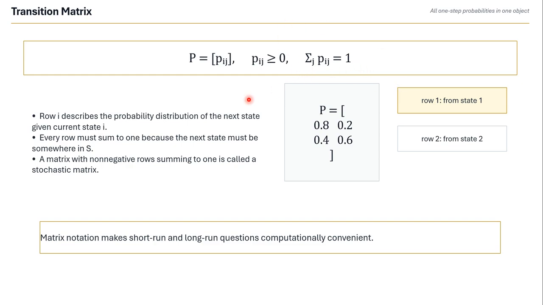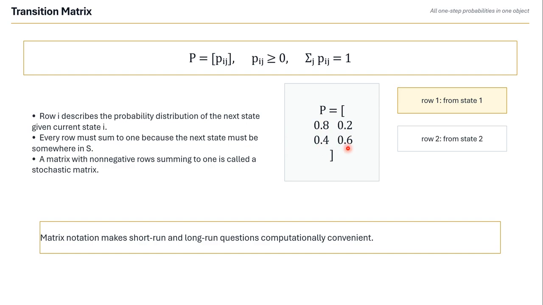A matrix with non-negative entries and rows that sum to 1 is called a stochastic matrix. In a Markov chain, each row represents a probability distribution over the next step. For example, consider the two-state matrix P equals row 1: 0.8 and 0.2, row 2: 0.4 and 0.6.